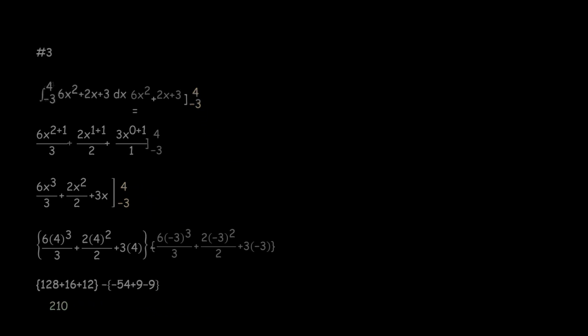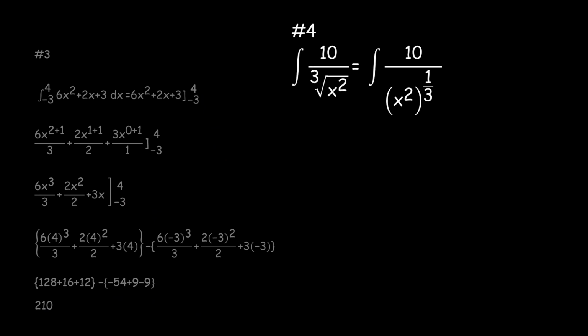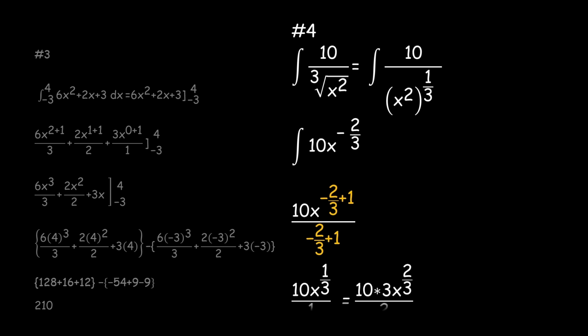Question number 4. We have the integral of 10 over the cube root of x squared, which we can rewrite as 10 over x squared to the power 1/3. Then we are going to use the notion of inverse indices, and then we rewrite this as 10x to the power -2/3. Now it's easier to integrate because you can see the power of x, so we're going to have to add 1 to that power. So then we would get 10x to the power 1/3 over 1/3. And then if we simplify the fractions, we'll get 15x to the power 1/3.